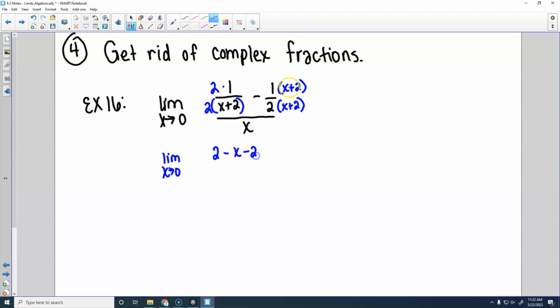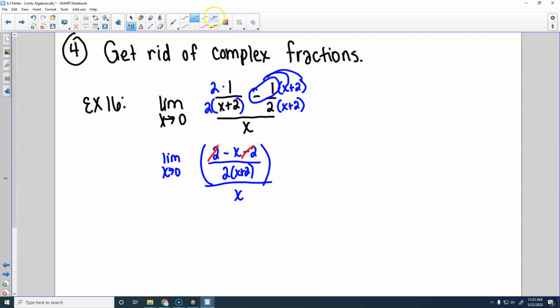So that's going to give us 2 minus x minus 2, because right here, make sure you're taking that negative 1. You got to distribute it to the x and also to the 2. So that'll be a negative 2 right there. Over 2 times x plus 2, all over x. You may want to keep a separate set of parentheses around that numerator. And then right here, this positive 2 and this negative 2 are going to cancel each other out.